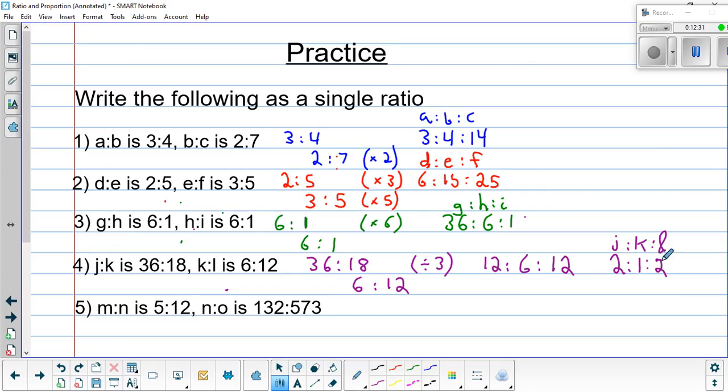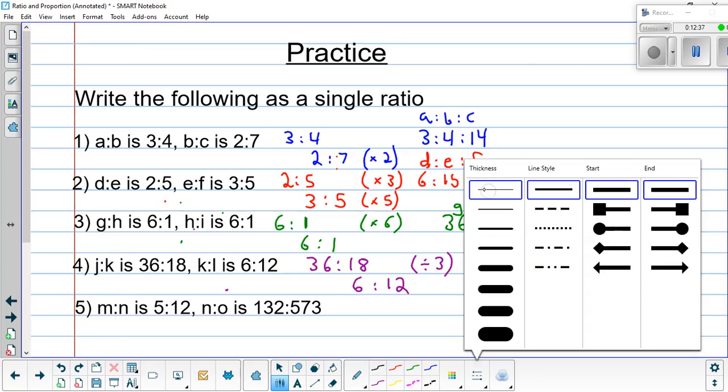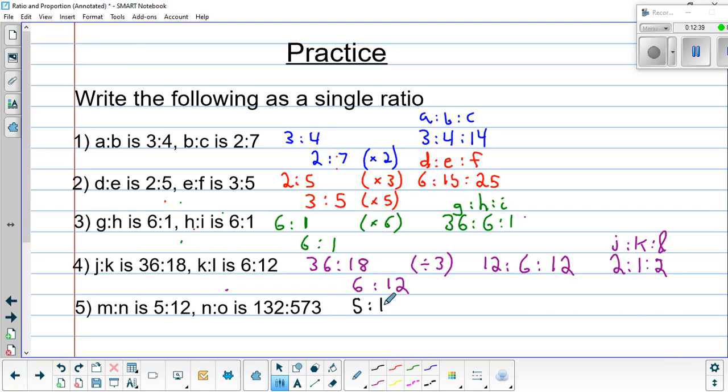And lastly, question 5, M to N is 5 to 12. So 5 to 12. And then N to O is 132 to 573. So in these instances, there's sometimes no real good way to look at them and go with, besides just kind of laughing, going, oh, this is just going to be a really long-winded process. But they usually have a little trick of how you can relate them.